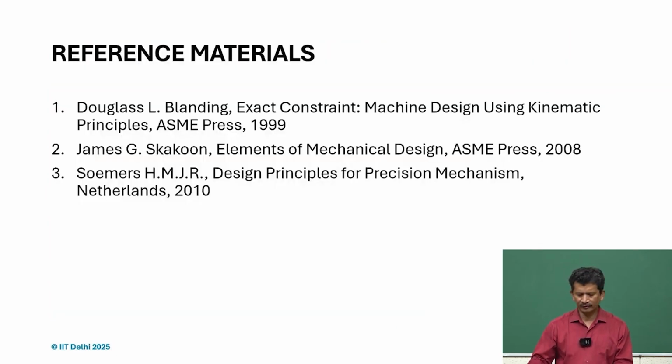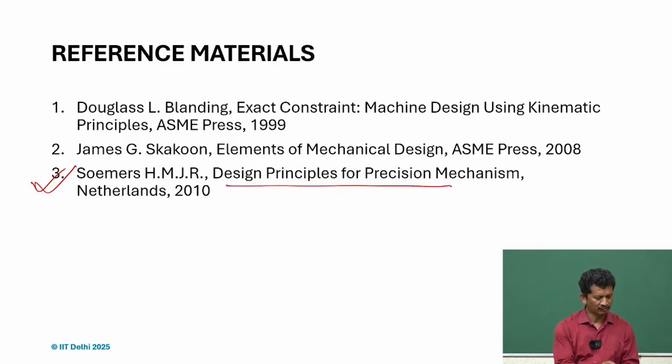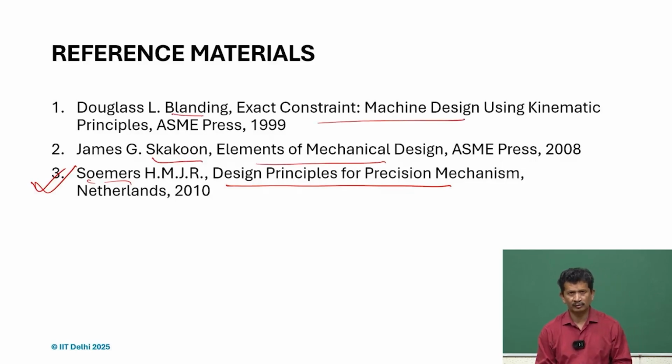So, these are the references, and for this part most of the contents are from this book, Design Principles for Precision Mechanism by Professor Summers, and as I mentioned, is mainly from the Netherlands, from Philips and ASML. So, you see a lot of designs, and also Cocoon, Elements of Mechanical Design and Blending, very good books, and you can always refer to the books.